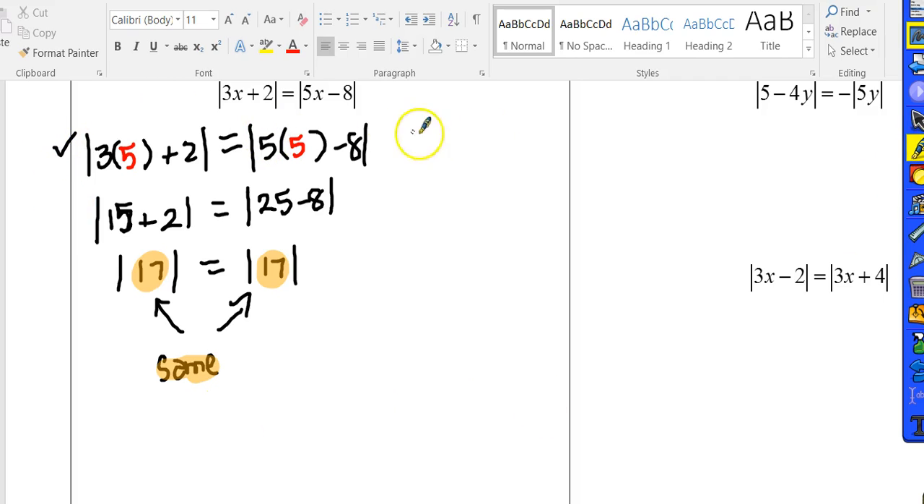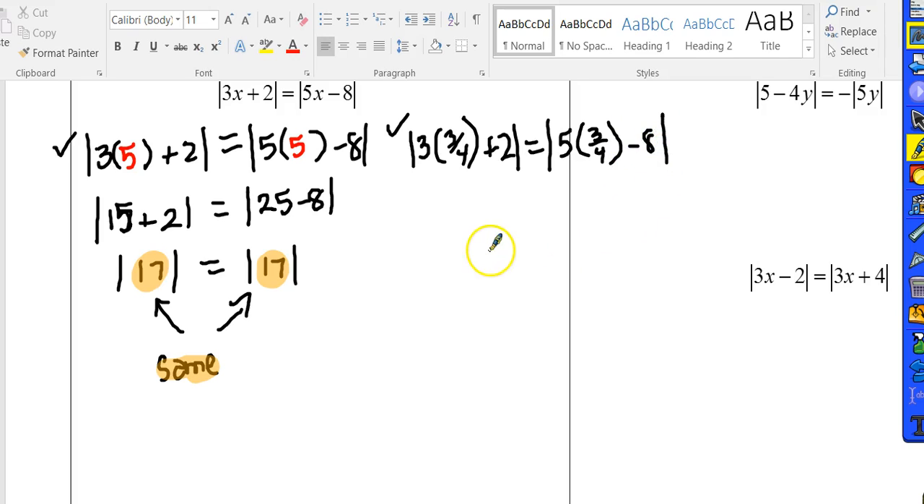So that's one check. Our second check was 3/4. Remind me, 3/4? Yes? So we are going to plug in a 3/4. I should be doing that in red, but I think you get it by now. 5 times 3/4 minus 8.